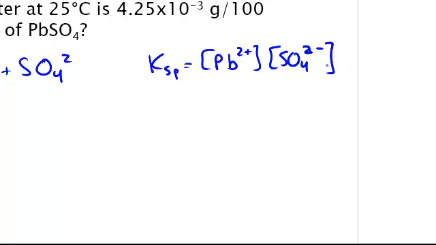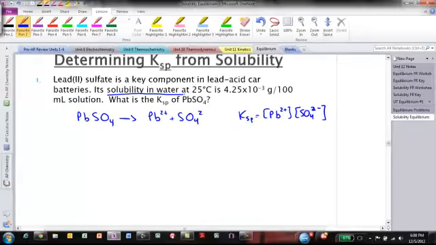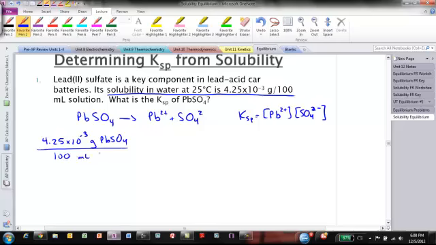Now, its solubility in water is 4.25 times 10 to the negative third grams per 100 milliliters of solution. That is 4.25 times 10 to the negative third grams of PbSO4 per 100 milliliters of solution. When it says the solubility, it's saying this much will split up. This much will become these things. So when we get this into molarity, that's what these things are. That's what the solubility is. The soluble part, the part that splits, is equal to that.